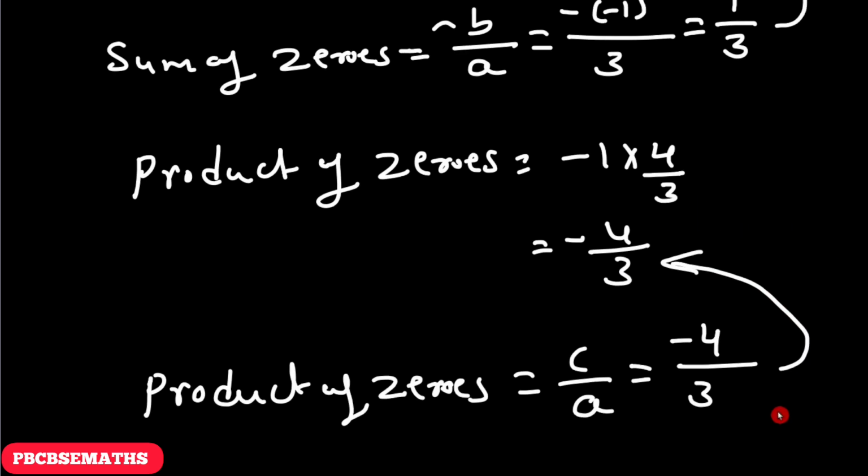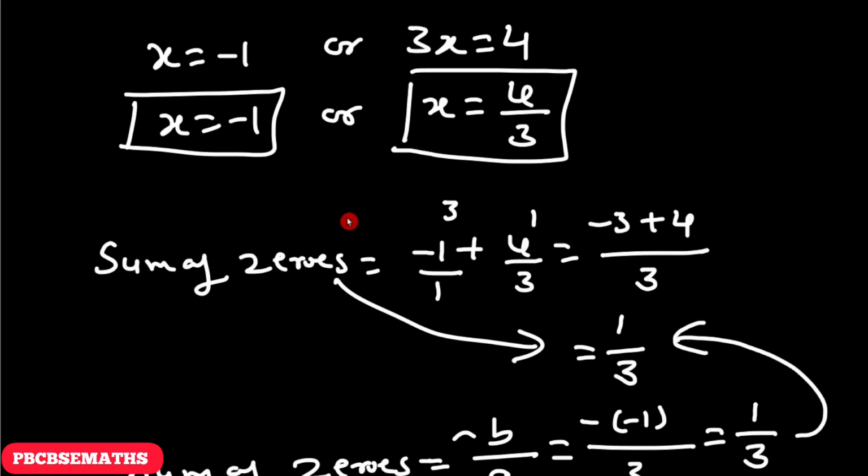So we can say that the two zeros of this given quadratic polynomial 3x square minus x minus 4 are minus 1 and 4 by 3.